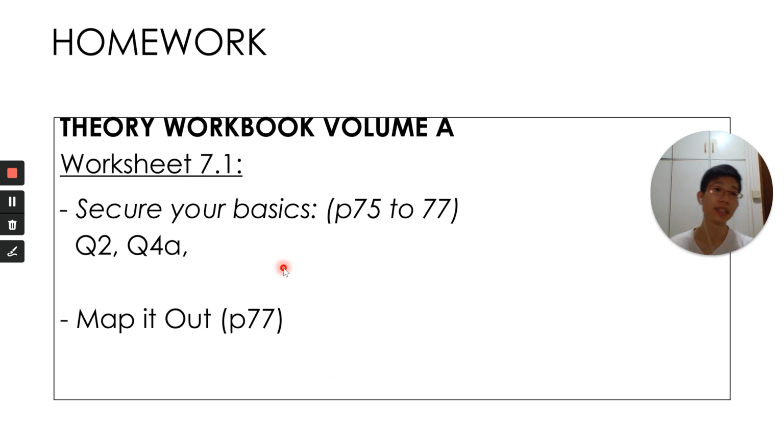For your homework, I will need you to do this theory book volume A and do these two questions: question 2 and question 4A. It's found on page 75 and 76 of your workbook. And you need to do the map it out on page 77 also. So these are the three questions that you need to do. For question 4A, it's a true-false question. If it's a true statement, you just put a tick. If it's a false statement, meaning you feel that it's wrong, you put a cross, and you need to write down the correct statement.